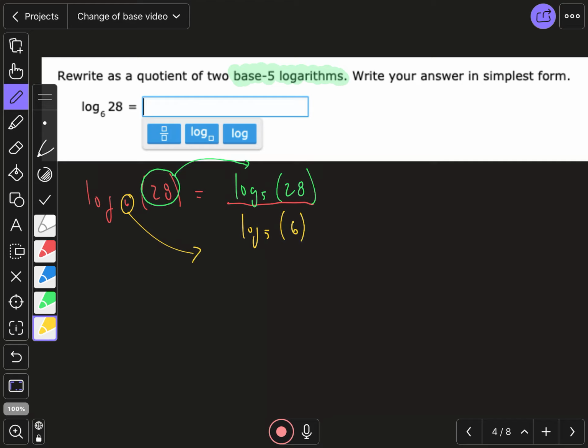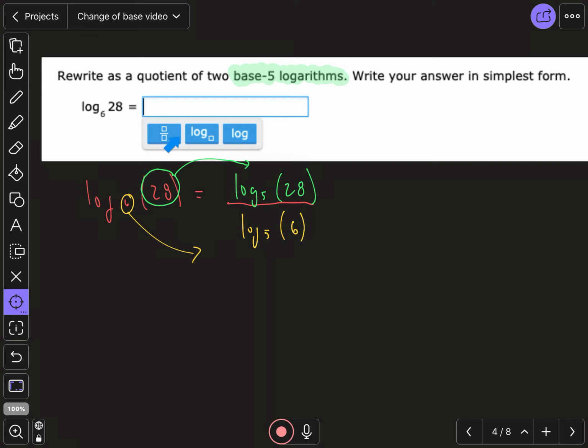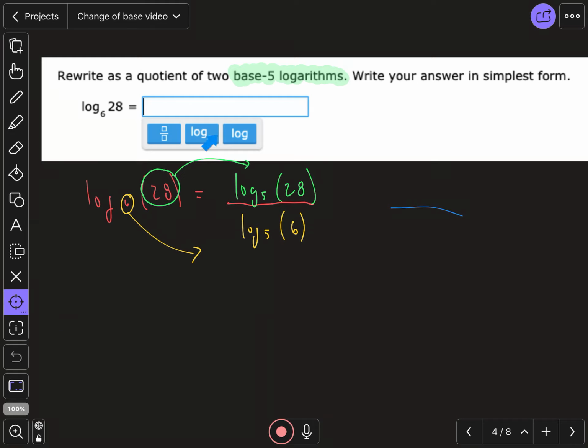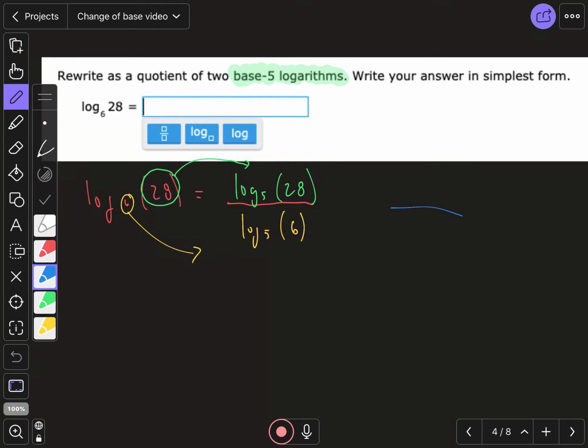And so what you're going to do to type that is hit the fraction button, and that'll pop up your fraction bar. And then you're going to hit the log with the empty square by it button. And so that'll pop up a log and then a square, and you'll type in that square 5, and then 28 after that. And then move to the bottom of the denominator, use your cursor to do that, hit the log base button, so it'll pop up that square down there, you hit 5, and then 6 after that. And then type that in like that, should work just fine.